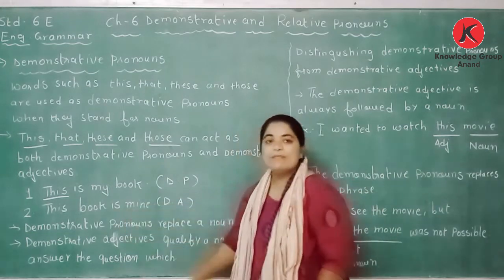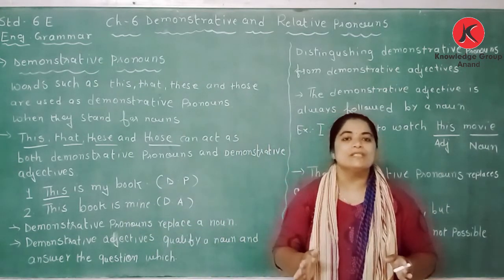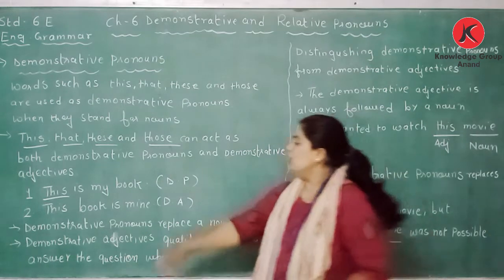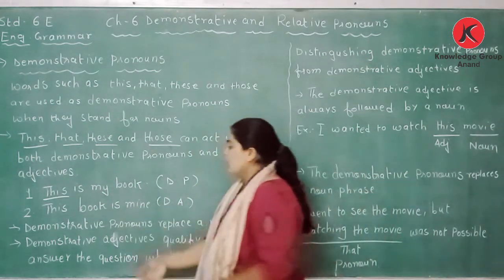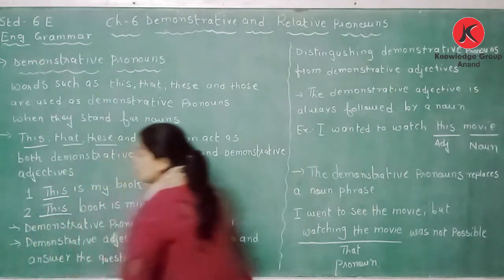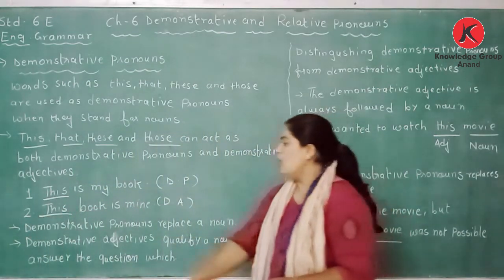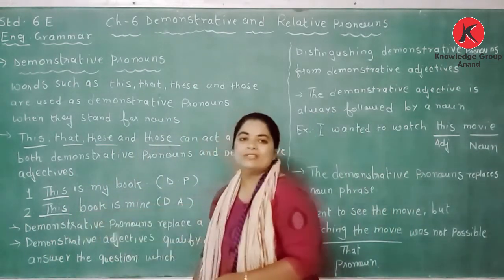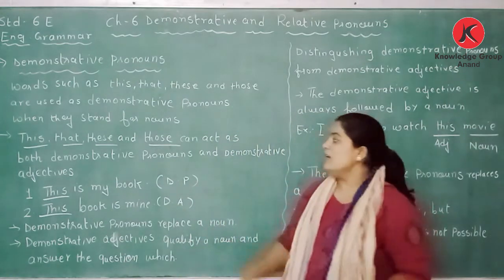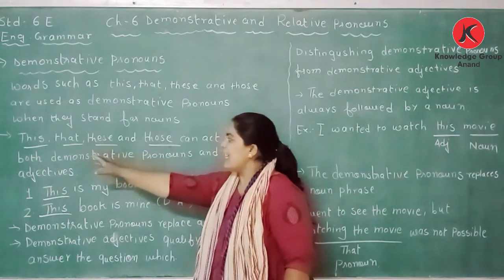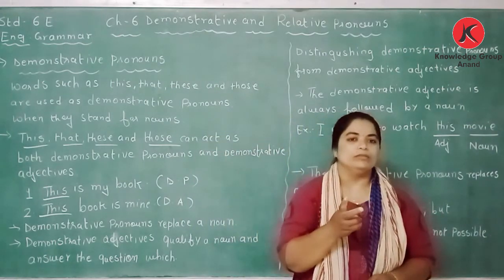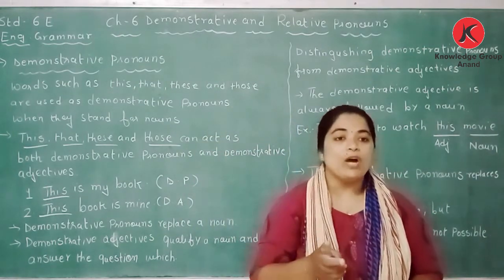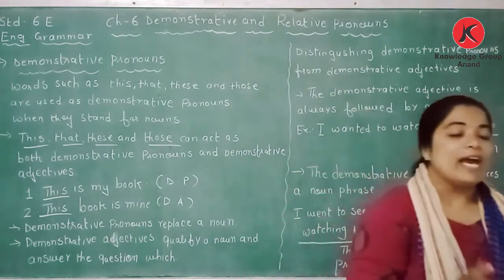This book is mine. Which book? This book is mine. Here it qualifies a noun. Which noun does it qualify? It qualifies the noun book. So, did you understand? The words this, that, these and those can act as both a demonstrative pronoun and a demonstrative adjective.